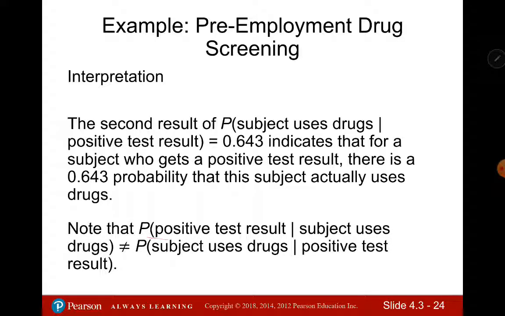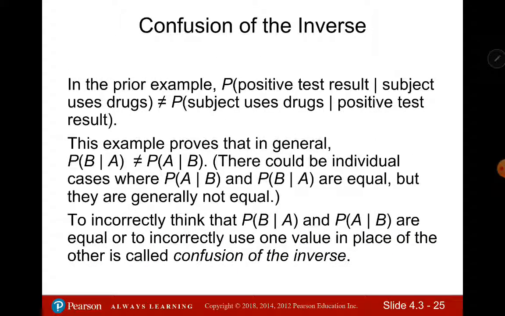So we will find the conclusion. If we change the order A, B, B, A, they are not the same thing. So if we think these two are the same thing, then we made a mistake. And we have a name for this kind of mistake. We call it confusion of the inverse. So if we treat them the same, then we made this mistake.